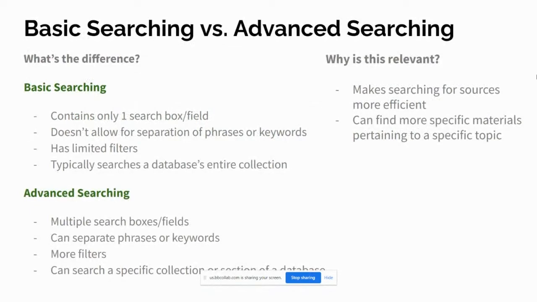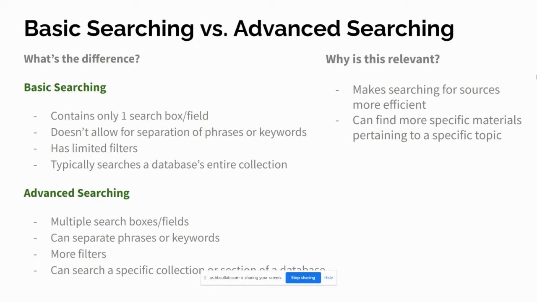So basic and advanced searching, what's the difference between the two? Basic searching really is just your basic search in the sense that you conduct a keyword search with maybe one word, usually contains only one word in the search box, or one search box is only available to you. It doesn't really allow you to separate any phrases or keywords. It also has limited filters, and it typically searches a database's entire collection rather than a specific section of a collection. And so it's very good for casting a wide net and beginning a search.